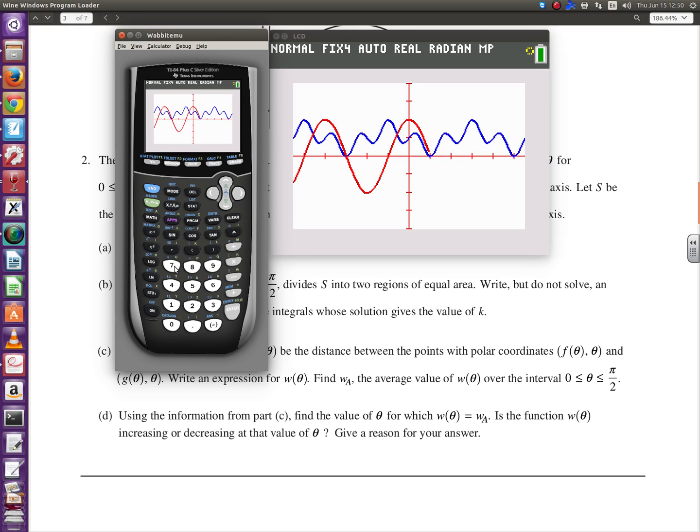So, they intersect there, huh? So, wait, all right, let me trace this thing. Trace.